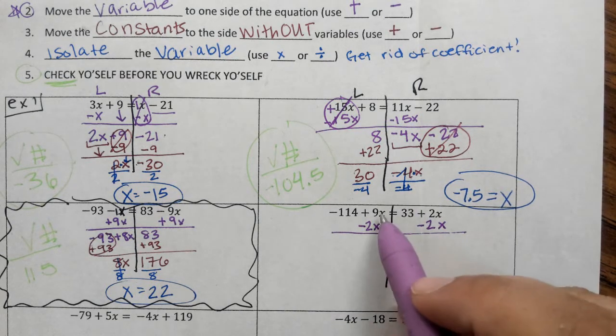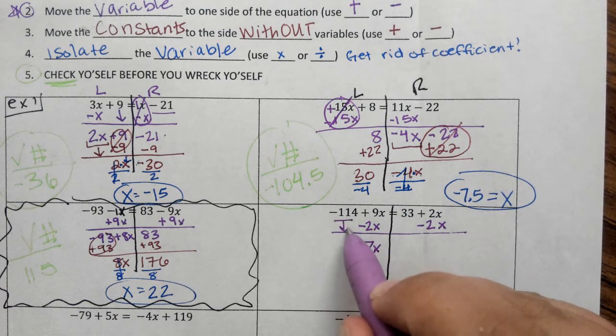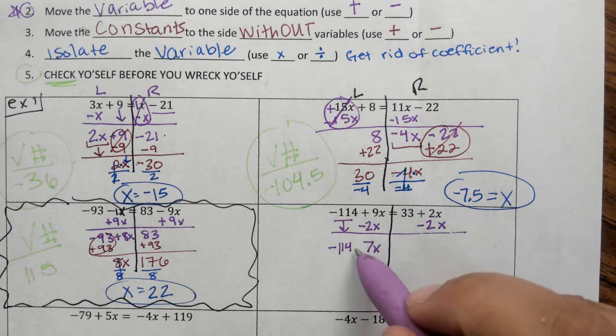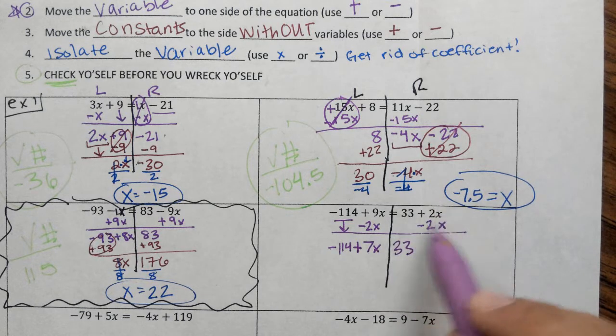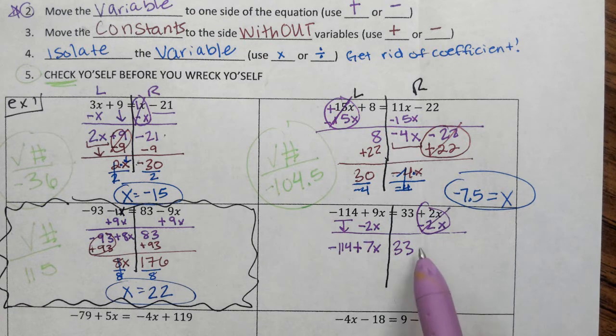On the left side, 9x minus 2x leaves us with 7x, and we still have that minus 114. 7x was positive, so the sign between those is a plus. And then I've got 33 because that can't combine with x's. And then 2x and minus 2x is a 0 pair, and we don't have to write plus 0. So I'm not going to do that.